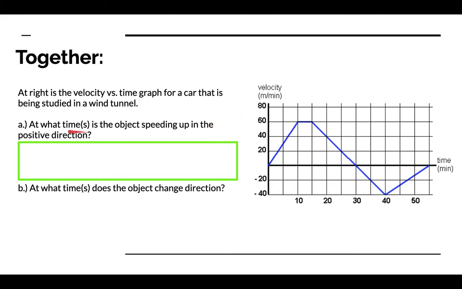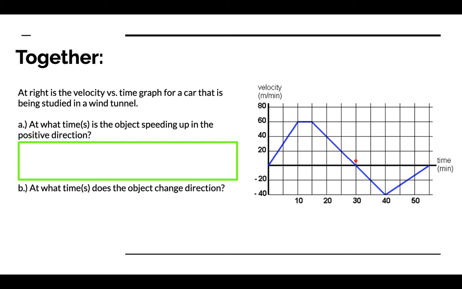So for A, at what times is the object speeding up in the positive direction? There are two criteria we need to think about. What does a graph look like if an object's heading in a positive direction on a velocity versus time graph? And what does a velocity versus time graph look like when an object's speeding up? Let's think about the positive direction first. In a positive direction on the velocity versus time graph, our graph is going to be in the positive velocities. We see our graph is in the positive velocities from 0 to 30 minutes, okay?